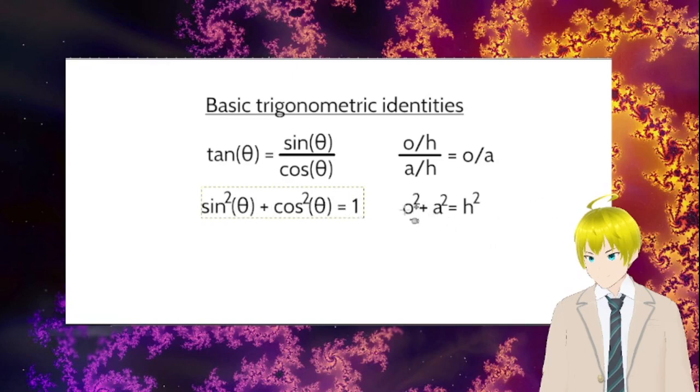This comes from the Pythagorean theorem. The opposite squared plus the adjacent squared is the hypotenuse squared. Divide both sides by the hypotenuse squared, and you get sine squared plus cosine squared is 1.